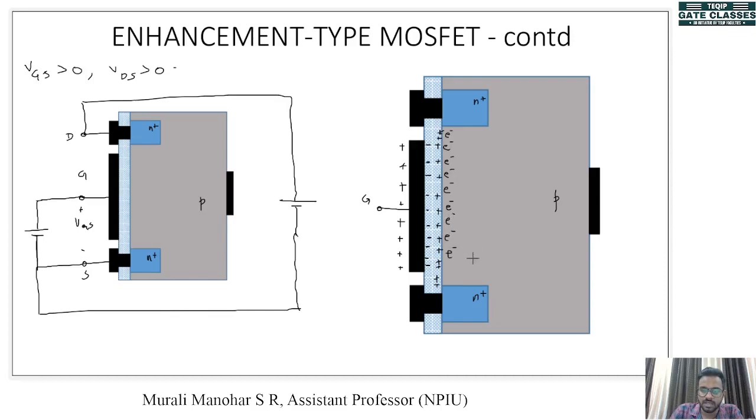Near the gate. Now we can see that a channel has formed between this drain and source, right? Because electrons are attracted from the P substrate towards the gate, a channel is formed between these two terminals, these two N layers. Okay, we can show the channel here. Now this is the channel that is formed.